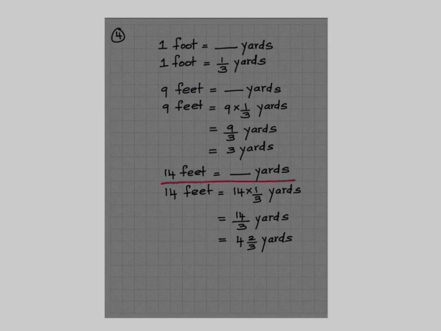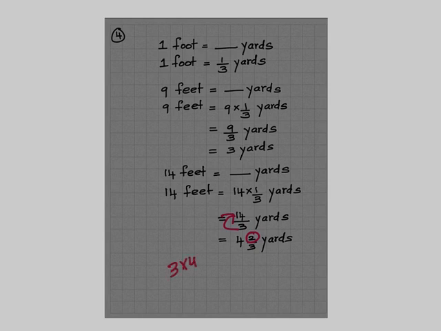14 feet is equal to how many yards? 14 feet. Feet to yards again. So 14 times 1 by 3 yards. 14 times 1 by 3 becomes 14 by 3. Now let us see how many 3 goes in 14. 4 3 goes in 14. And then there's a 2 remaining.